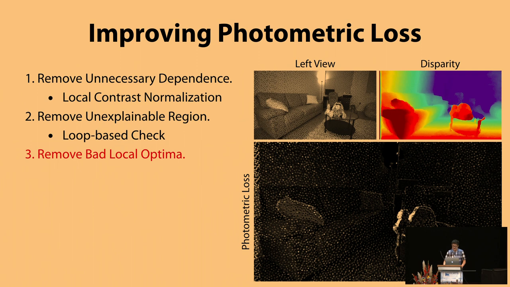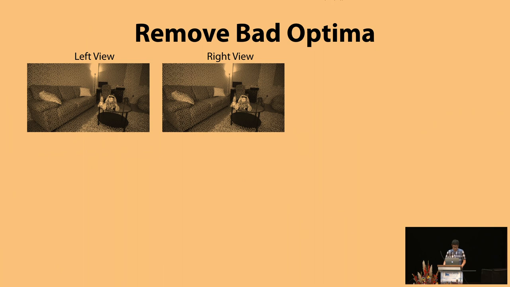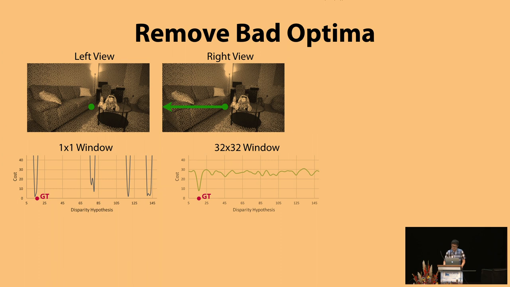Then, last but not least, we also removed bad local optima. We noticed that there are a lot of high-frequency components in the active pattern, which is good as texture, but definitely not good because it may cause the loss function to be unstable to optimize. To show this, we pick one pixel in the left view and calculate its photometric loss under different disparities. Apparently, the ground truth disparity gave us a very low loss, but there are also so many comparably good optima at the same time.